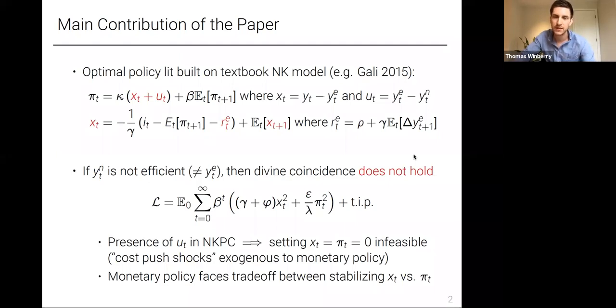The way you get that trade-off is similar to what this paper does. Assume that the natural rate of output is not efficient. So I'll call the efficient level Y^E. In this case, you get a cost push shock in the New Keynesian Phillips curve.